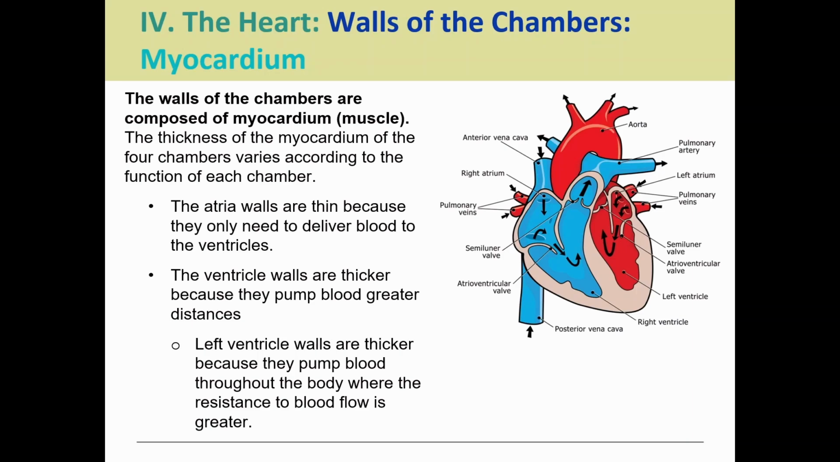The walls of the chambers are made of this heart muscle, of the cardiac muscle cells and tissues. This thickness can vary, right? The atria tend to be thinner because they're only pushing blood to a ventricle. The ventricles are thicker by comparison because they're having to pump to major body parts. And the left is the thickest of all, because the left ventricle has to push to the entire body, whereas the right ventricle only has to push to the lungs. So in order, the left ventricle is the thickest, followed by the right ventricle, followed by both of the atria being the thinnest.